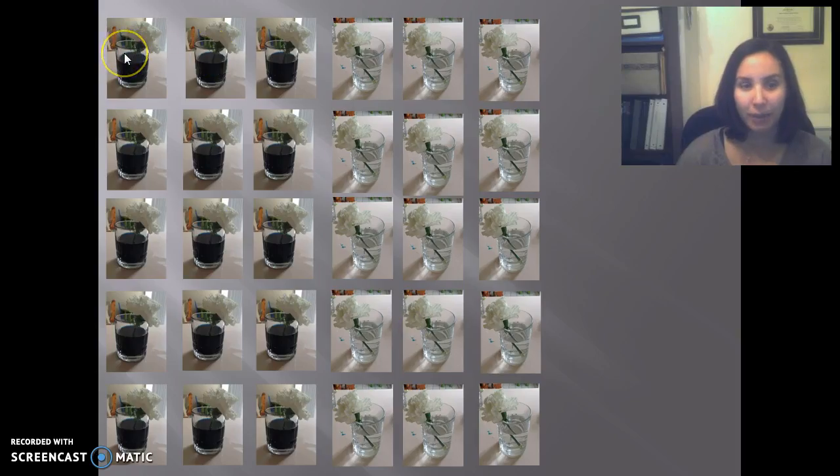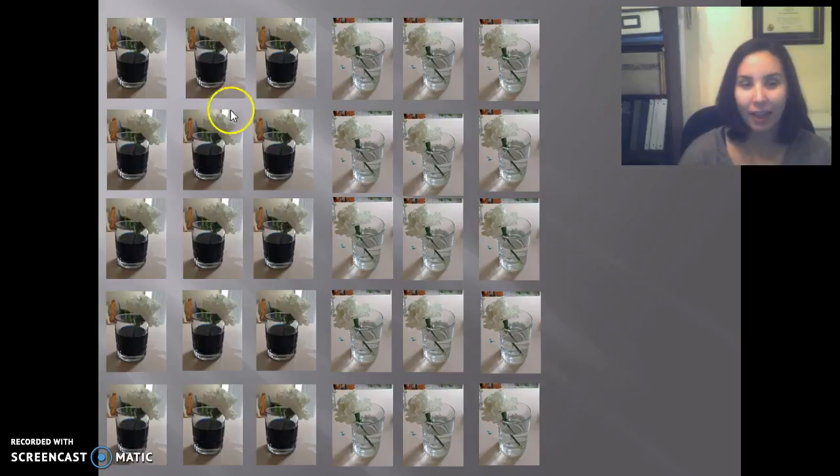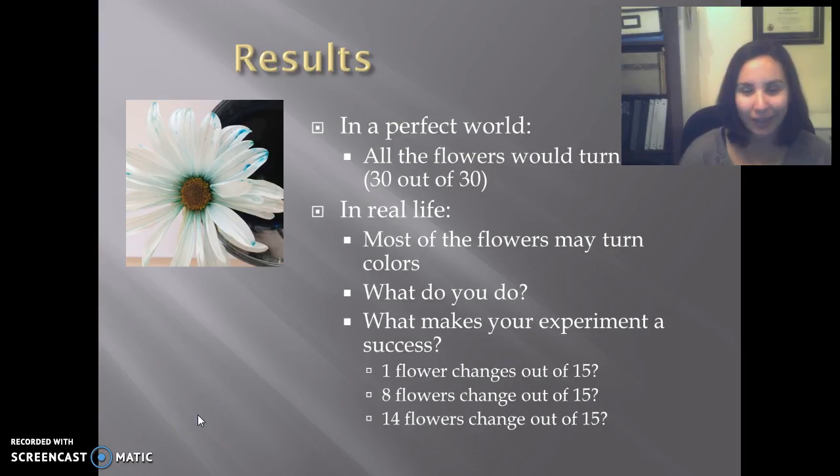So here was our experiment. We had our 15 colored waters with white flowers. Then you have your 15 clear waters as our control with a white flower. In our results, in a perfect world, not 30 out of 30, but 15 out of 15, all of the flowers that are in this side would turn blue. In real life, most of the flowers may turn colors. But what if some of them don't?